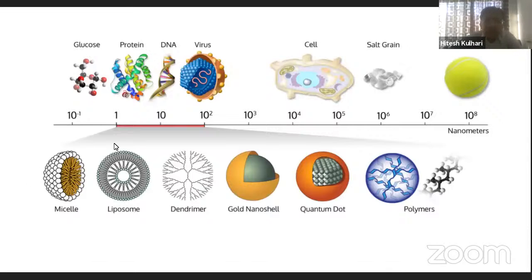As I told you, we will be interested only in the range between 1 nanometer and 100 nanometer, where most proteins, DNA, and viruses have a size of 1 to 100 nanometer. Various types of nanostructures have been designed: micelles, liposomes, dendrimers, gold nanoparticles, quantum dots, polymer nanoparticles. Their size is generally restricted between 1 to 100 nanometers so we can get the desired properties of those nanoparticles.